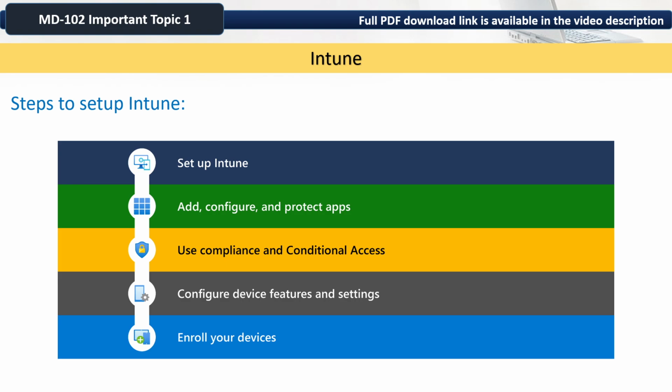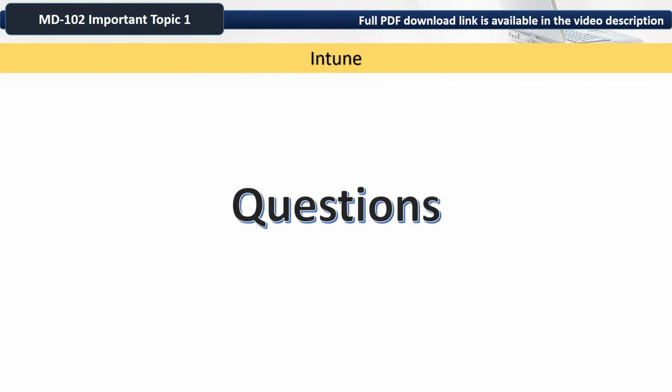Steps to set up Intune. First, set up Intune, then add, configure, and protect apps. Then use compliance and conditional access. After that, configure device features and settings. And in the end, enroll your devices. To the questions related to this topic.